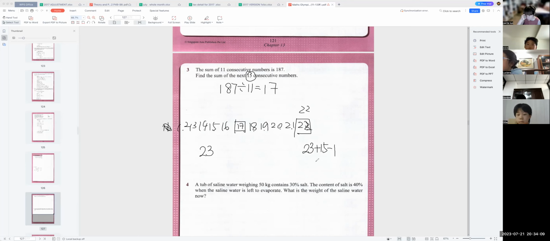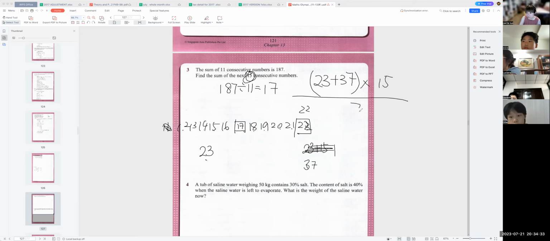So equals 37. Yes, okay. So the last one's 37, the first one's 23. So 23 plus 37, the first one plus the last one, times how many numbers are there? 15 numbers, and divided by 2. So the answer is 60 times 15 divided by 2 equals 450.